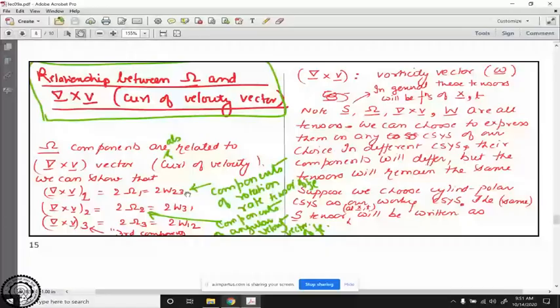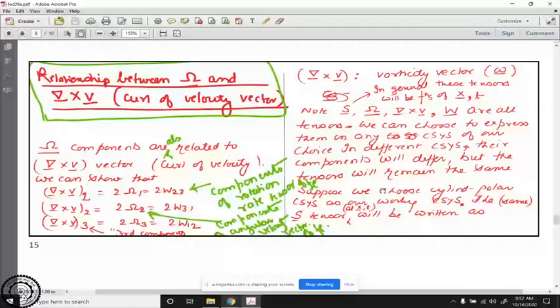All right. Let me see what I have here. Yeah, so I will end the class with this statement that all these quantities that we have seen in today's class, S, omega, del cross V, W, they're all tensors. We can choose to express them in any coordinate system of our choice. So far, we have used Cartesian coordinate system. If we go to a different coordinate system, their components will become different. We have visited this idea many times so far. In a different coordinate system, their components will become different, but the tensors will remain the same.